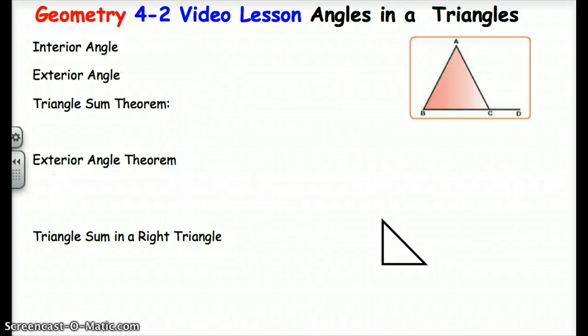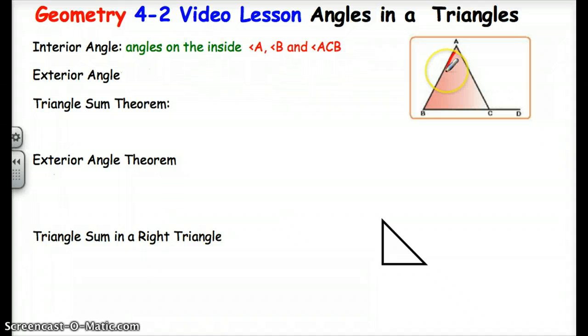We're still in chapter 4 and we're talking about triangles, and today the lesson is going to focus on the angles of a triangle. I have triangle ACB drawn there, and one side is extended. The interior angles are going to be the angles inside the triangle. And so my angles are angle A, angle B, and angle ACB.